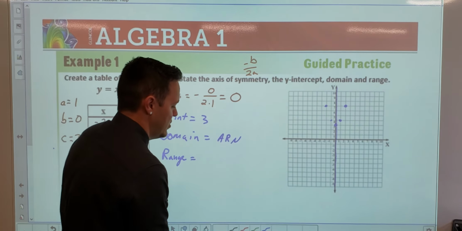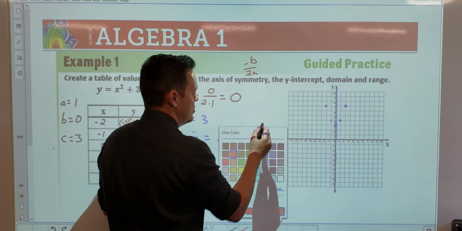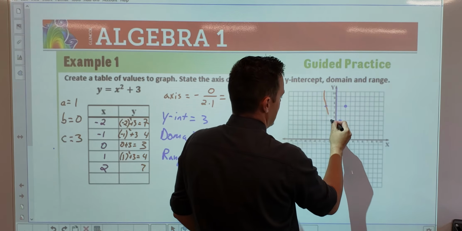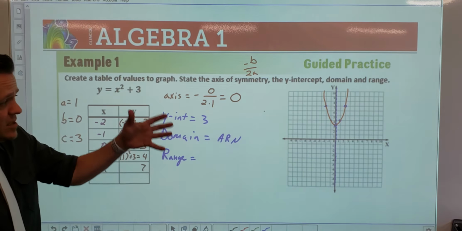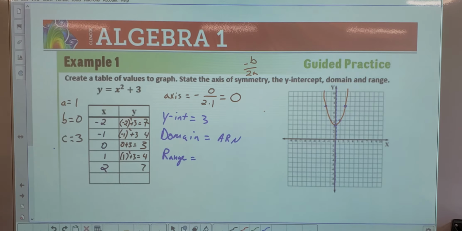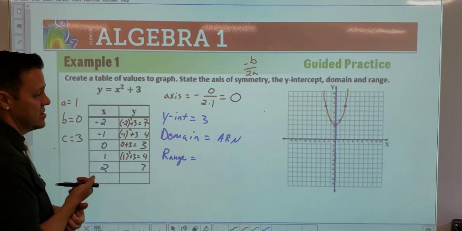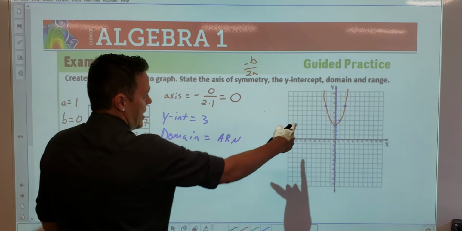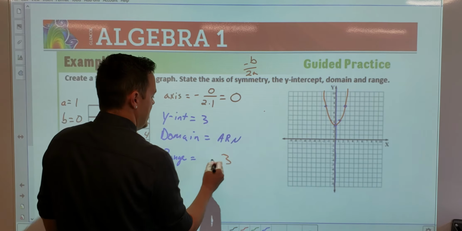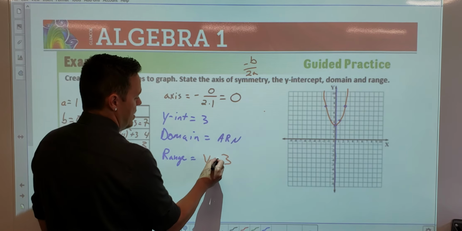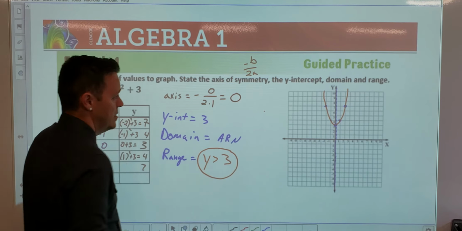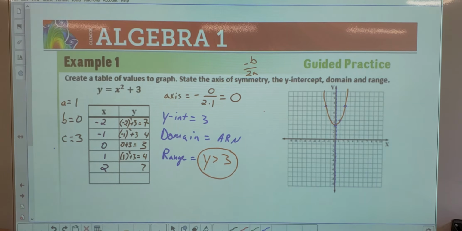That's one thing about doing these parabolas. Once you get used to this, you'll see that the points on the left and the right are similar, especially if it goes through a 0 as the vertex. So what is my range? My range in this one is going to be y greater than or equal to 3. Simple enough. Hopefully you got that.